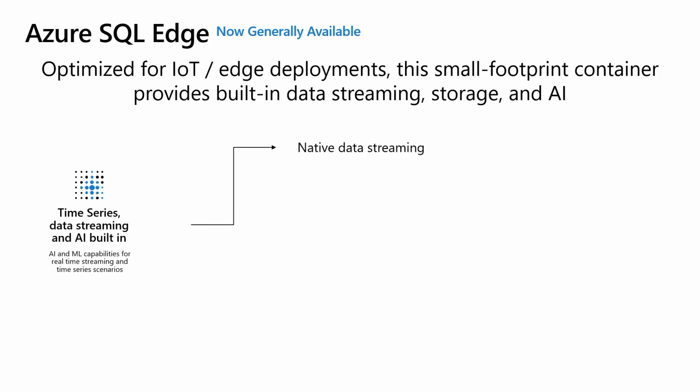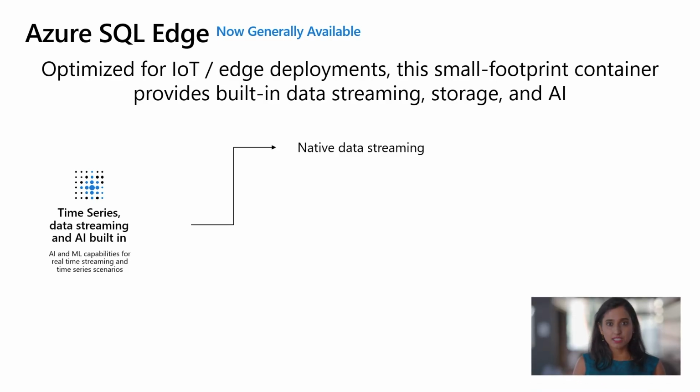SQL Edge includes native support for data streaming to and from multiple input and output targets. This is the same engine that powers Azure Stream Analytics. We currently support streaming through IoT Edge, IoT Hub, and Kafka. We are working on improving the source and target pairs that can be used for the streaming capabilities to and from SQL Edge.